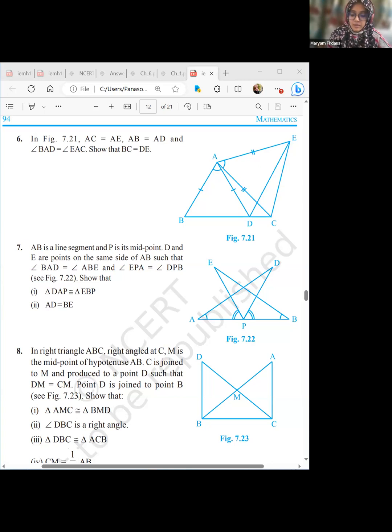We have been given that angle BAD is equal to angle EAC. Now, Munir, what have we been given? Angle BAD plus X will be how much?